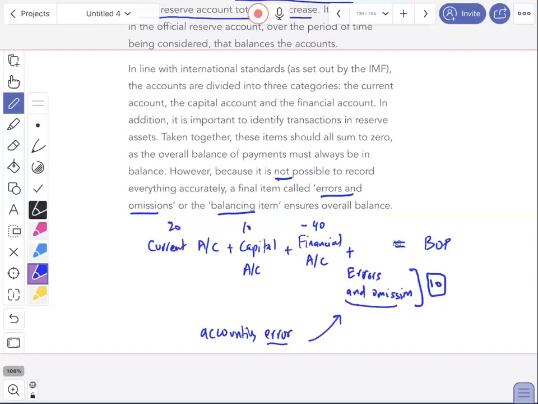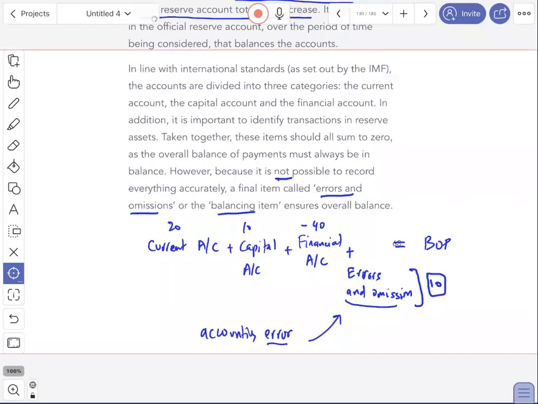So if somebody asks you, why should BOP always be zero? Because if BOP is not zero, then basically you can take money from the reserves and make it zero, or take money out from the BOP and make it zero. Also, we add errors and omissions here for all the mistakes that you could have. Why should it be zero? Because if it's zero, this means there's neither a liability nor a surplus.